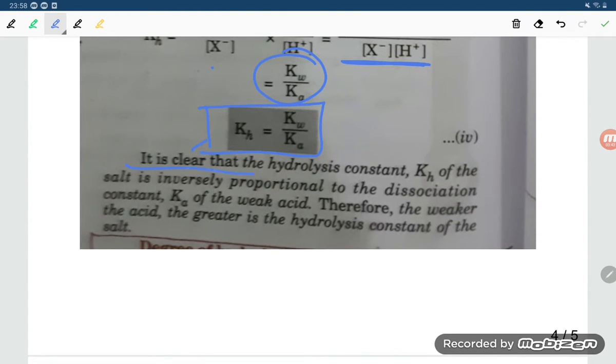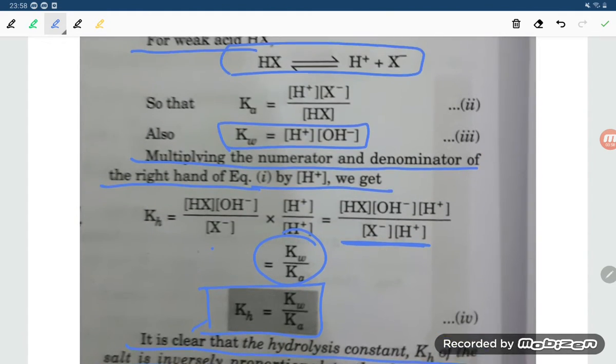Now it is clear that the hydrolysis constant Kh of a salt is inversely proportional to the dissociation constant Ka of the weak acid. Therefore, the weaker the acid, the greater the hydrolysis constant of the salt.